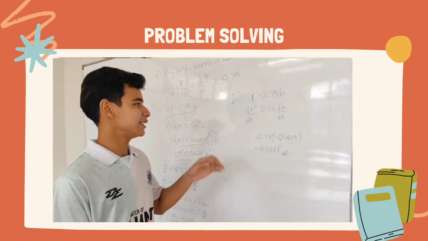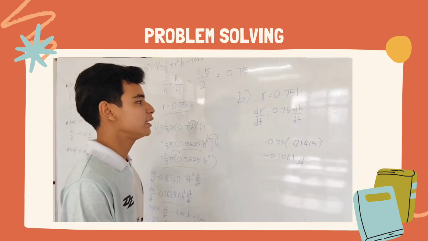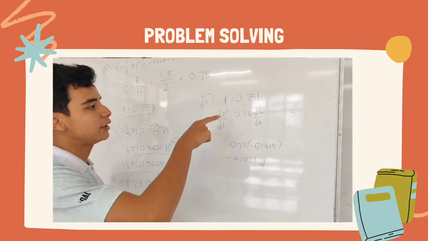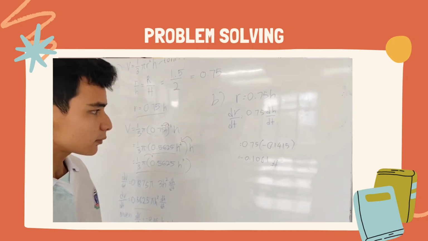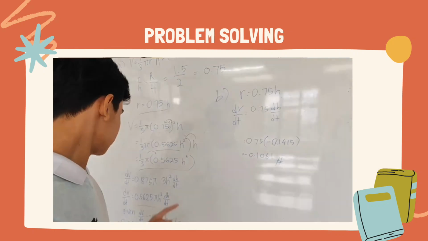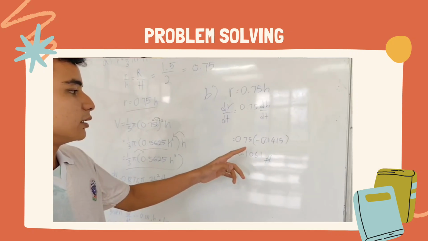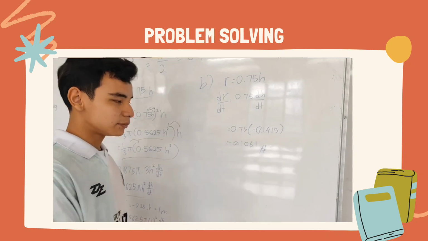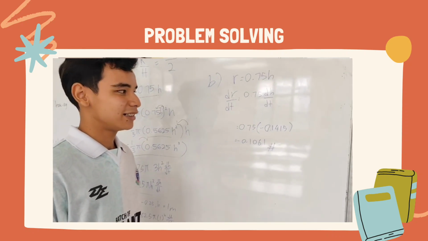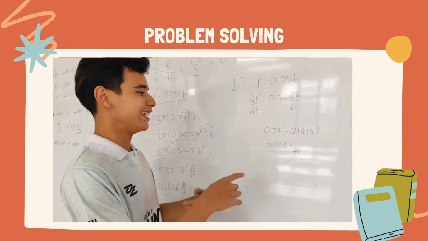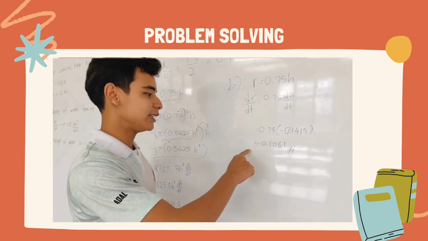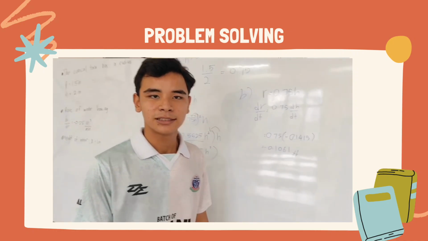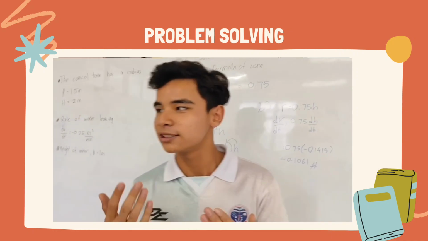So we want to find the radius of water. First of all, we take r equal to 0.75 times h, and we substitute in the answer from A, negative 0.1415, and we multiply it, and we get negative 0.1061. So that's it from our group.